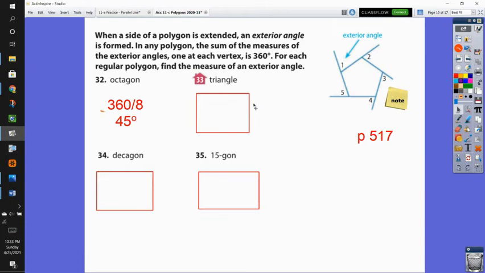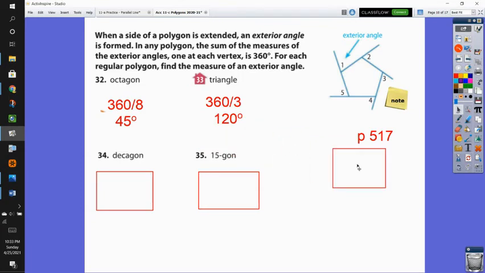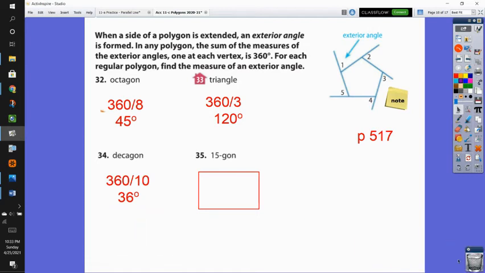exterior angles of a triangle, they're supplementary with the interior angles of the triangle, and so they all add up to 360 divided by 3, or 120 degrees each one. Decagon, 10 sides, 10 angles, 36 degrees. And the 15agon, divide 360 by 15, 24 degrees. So these are the exterior angles that you can make from a polygon. And they all add up to 360. You do not have to remember that.